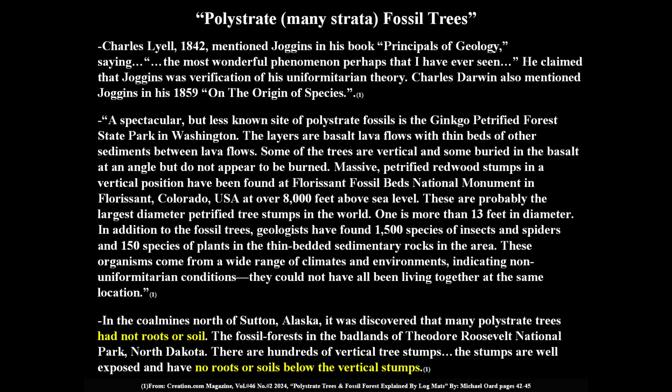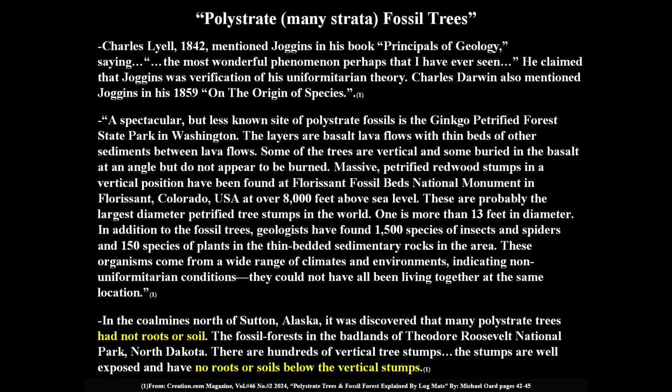But going on, it says Charles Lyell in 1842 mentioned Joggins in his book Principles of Geology, saying the most wonderful phenomenon perhaps that I have ever seen. He claimed that Joggins was verification of his uniformitarian theory. Charles Darwin also mentioned Joggins in his 1859 On the Origin of Species. A spectacular but less known site of polystrate fossils is the Ginkgo Petrified Forest State Park in Washington.